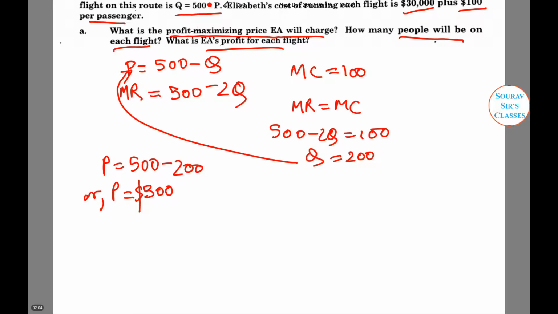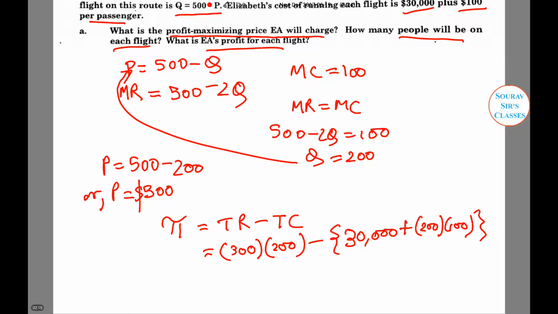per flight. The profit equals total revenue minus total cost, which will be 300 times 200 minus 30,000 plus 200 times 100. On further calculation, we find that it's $10,000. Therefore, the profit is $10,000 per flight. Moving on to the next question.